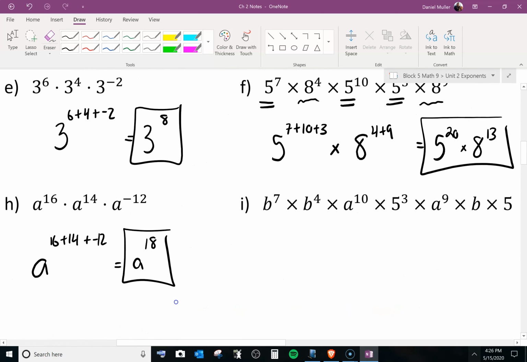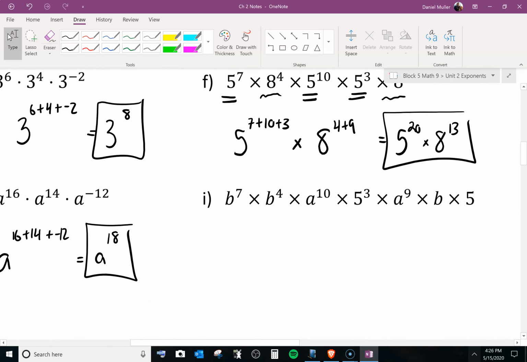Moving on here. Okay, there's a lot of things going on here. Let's make sure we line them up correctly. The b's need to go together. Now this has a b to the power of 1, so we should probably add that. Then we've got the a's that can go together, and then the 5s that can go together. And don't forget that that 5 also has a 1. And I like to write the number first, then letters alphabetically.